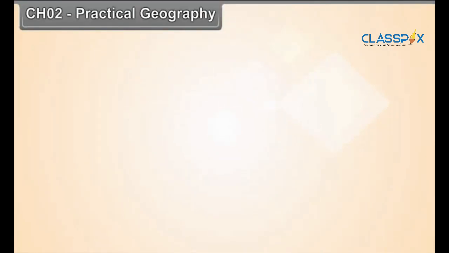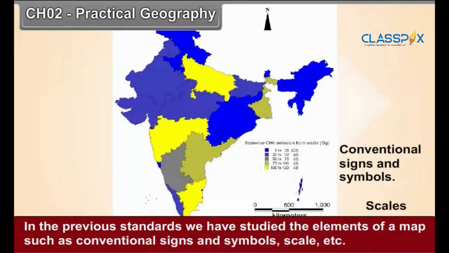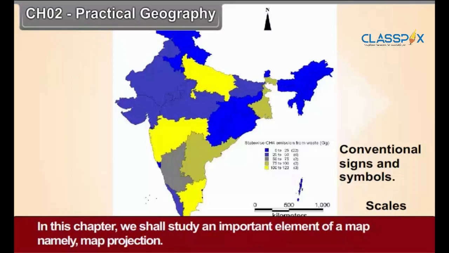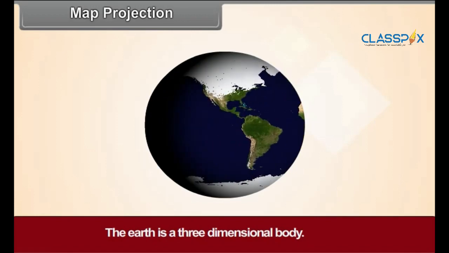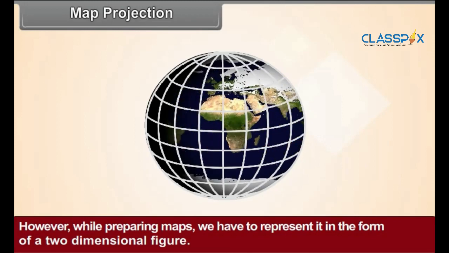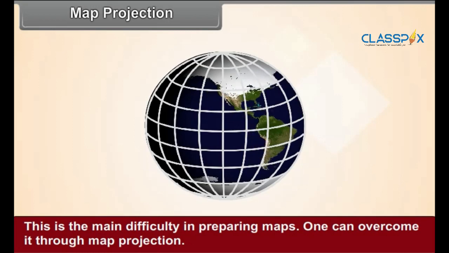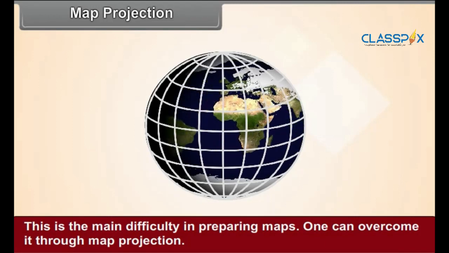Chapter 2, Practical Geography. In the previous standards, we have studied the elements of a map such as conventional signs and symbols, scale, etc. In this chapter, we shall study an important element of a map, namely map projection. Map projection. The Earth is a three-dimensional body. However, while preparing maps, we have to represent it in the form of a two-dimensional figure. This is the main difficulty in preparing maps. One can overcome it through map projection.